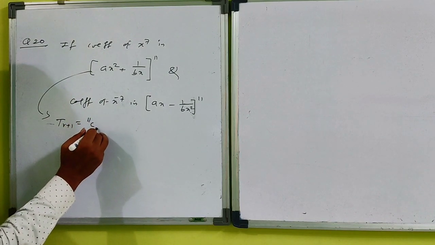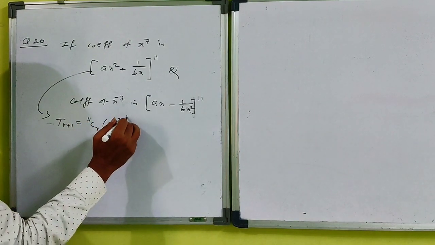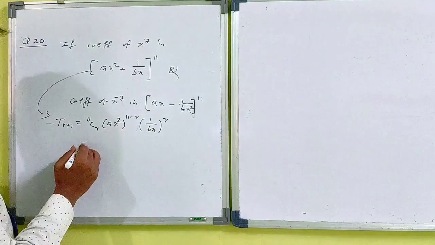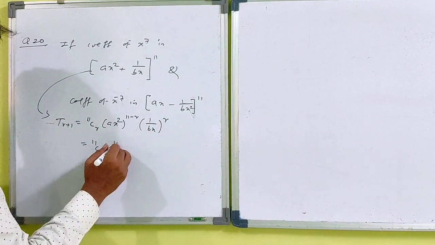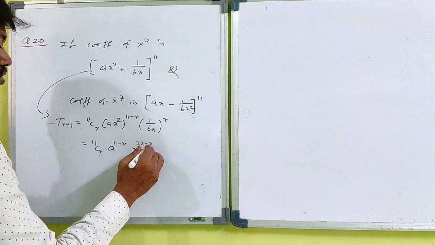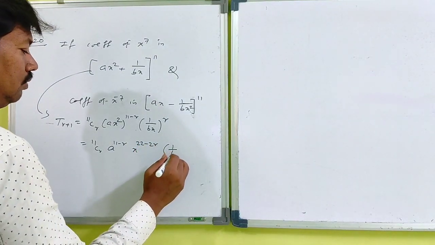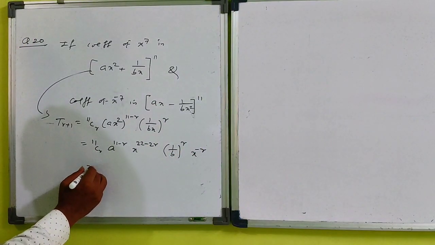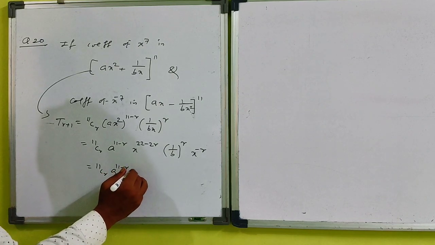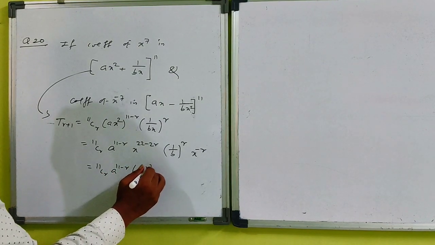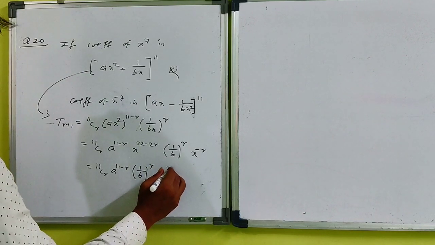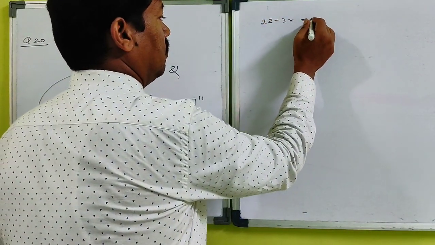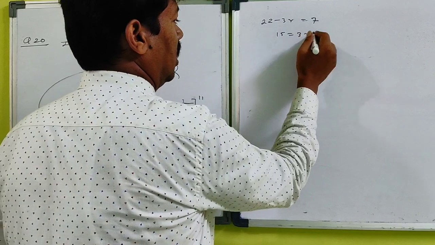T(R+1) is 11CR (Ax²) raised to 11 minus R, and (1/Bx) raised to R. So that is 11CR A raised to 11 minus R, x raised to 22 minus 2R, times 1 upon B raised to R, and again x raised to minus R. So that becomes 11CR A raised to 11 minus R, 1 upon B raised to R, x raised to 22 minus 3R. Now we equate 22 minus 3R equal to 7.